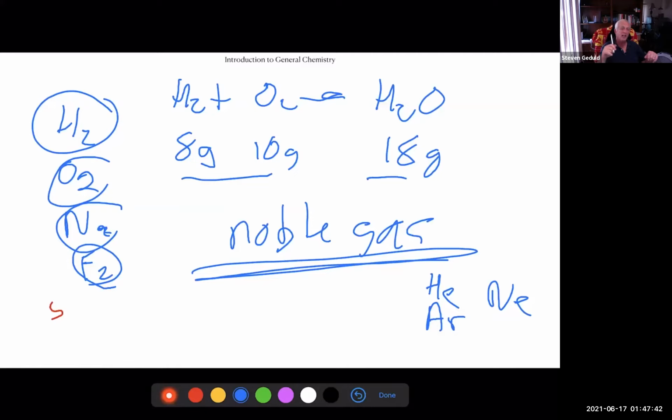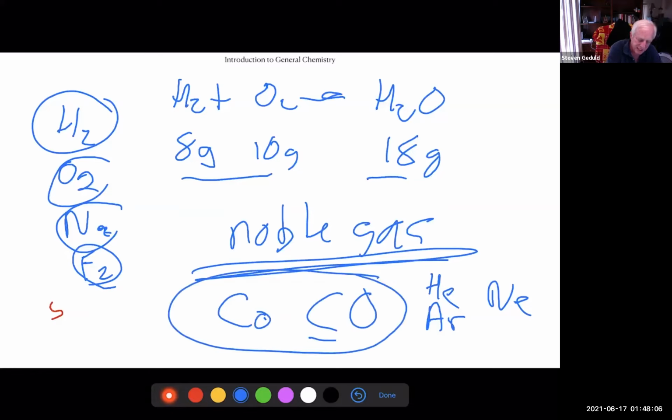If it's only one letter, it's capitalized, like hydrogen, capital H, fluorine, capital F. If there's two letters, the first letter is capitalized, the second one is lowercase. Perfect example, look at cobalt. Cobalt is Co. If I wrote CO, that's carbon monoxide. That's a deadly gas. Co is cobalt.